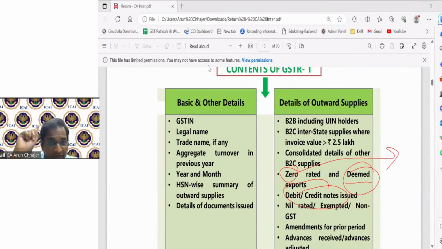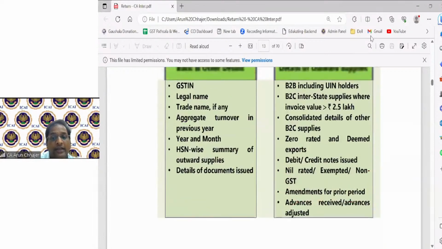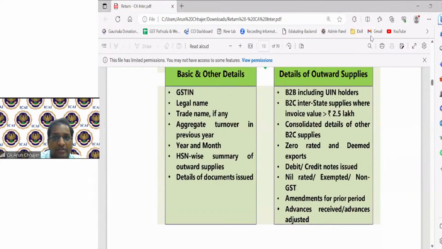Debit note, credit note, we have already discussed. Nil rated, exempted, non-GST supply. Amendment for the prior period. Correct? Then advance received or advance adjusted. So, can you give me the answer? I have received the advance for supply of the goods. I have received the advance for supply of the service. In which type of the advance I need to deposit the tax at the time of advance itself?